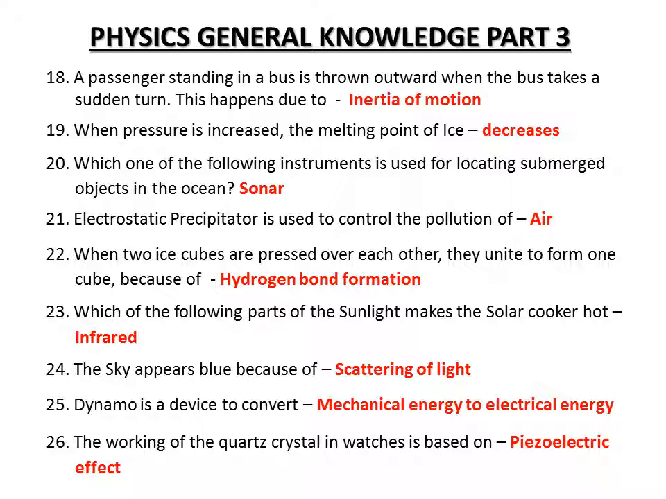When two ice cubes are pressed over each other, they unite to form one cube because of hydrogen bond formation. Which of the following parts of the sunlight makes the solar cooker hot? Infrared. The sky appears blue because of scattering of light. Dynamo is a device to convert mechanical energy to electrical energy.